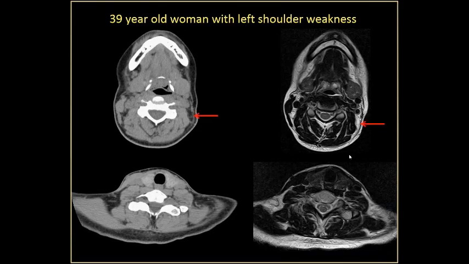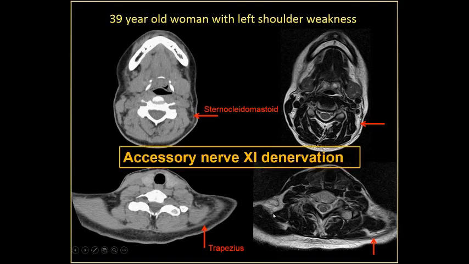So this muscle here on the left, this is the sternocleidomastoid muscle. You'll note on the left side it's markedly atrophic compared to that normal right side. And lower down, we have a muscle here that is the trapezius muscle, and that is also atrophic compared to the normal side. And what's common about these two muscles is that they're innervated by the same nerve, the accessory nerve, or the 11th nerve.